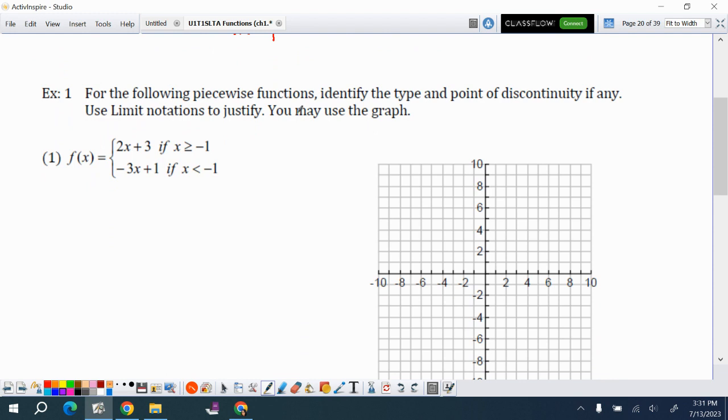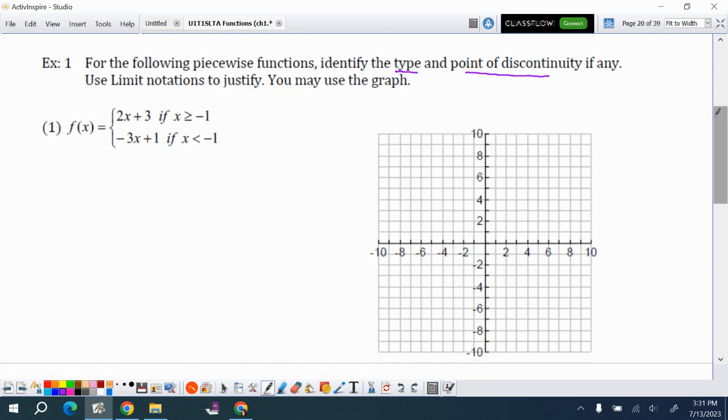The direction says, for the following piecewise function, identify the type and point of discontinuity, if any. We will have to use the limit notations to justify, and if needed, we can use the graph. So let's talk about this piecewise function. The pieces are occurring at -1. That means at x equal to -1, there are two different pieces. This is my x equal to -1. This is my boundary. It helps you to split the function. On this side is 2x plus 3, and on this side is -3x plus 1.